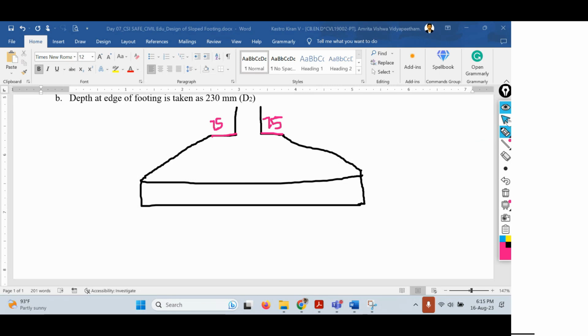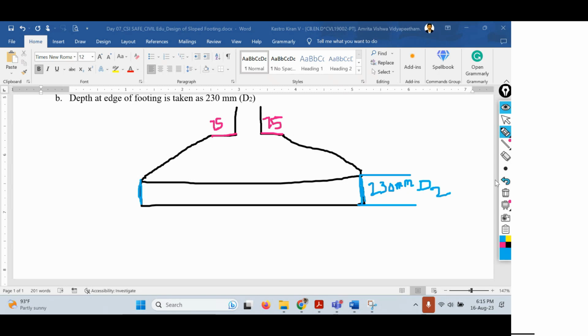That's the first point. And the second point is the depth at the edge of the footing, which is taken as 230 mm. So what is the depth at the edge of the footing? It is nothing but this one. This is the depth at the edge of the footing. So this is taken as 230 mm. Usually we provide up to 250 mm, but 230 mm is generally considered in real-time practice. This one I'm calling D2.